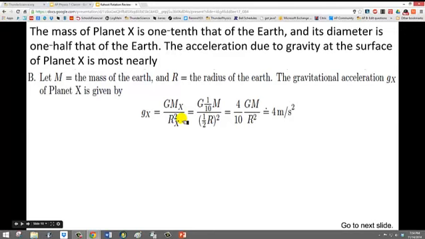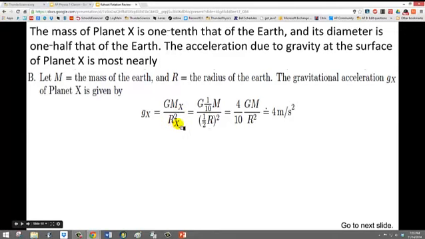So on this new planet, the new planet's equation as far as its gravitational field would be big G, big M of the planet X, divided by planet X's radius squared.